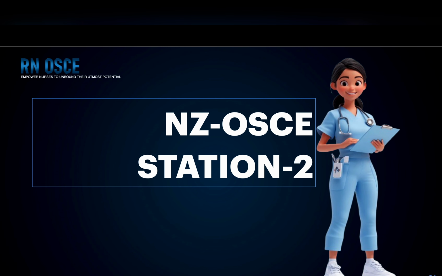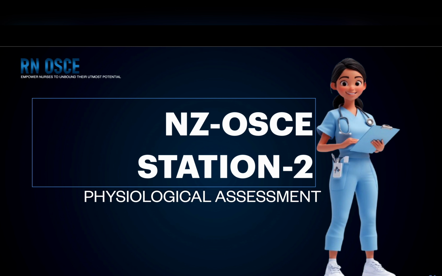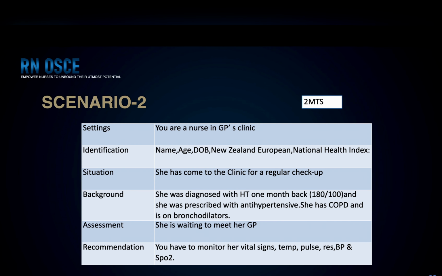Today we will go through Station 2 Physiological Assessment. Carefully read the scenario within 2 minutes. In this setting, you are a nurse in a GP's clinic. You have to identify the person by his name, age, date of birth and NHID.